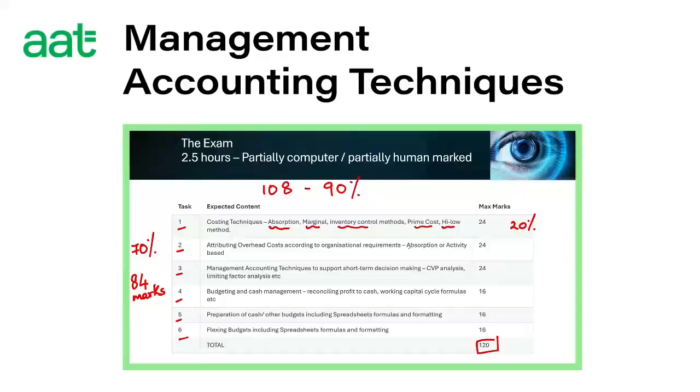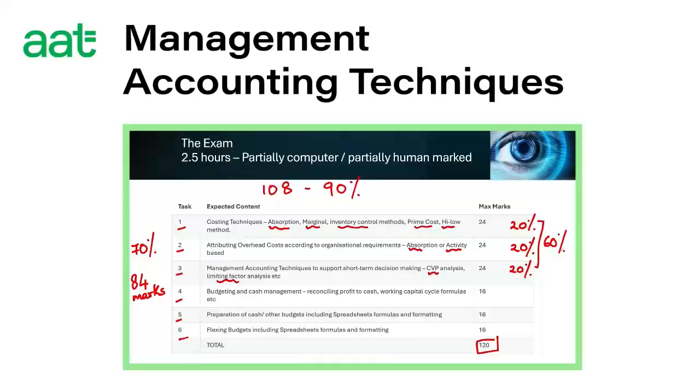So this could be anywhere from absorption costing or activity-based costing questions tested. So that's again worth a lot of marks, 20%. Task 3 is on management accounting techniques to support decision making. So here we've got that cost, volume, profit analysis that you must be familiar with. Limiting factor analysis questions could be asked as well. And that again is a lot of marks. So if you add those 3 up, yeah, we've got about 60% marks if we've done the first 3 tasks really well.